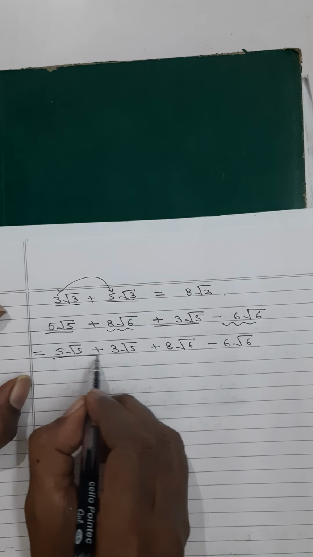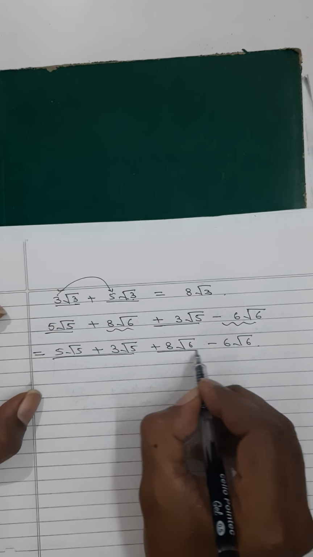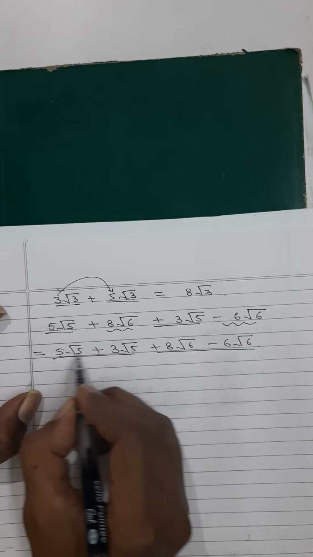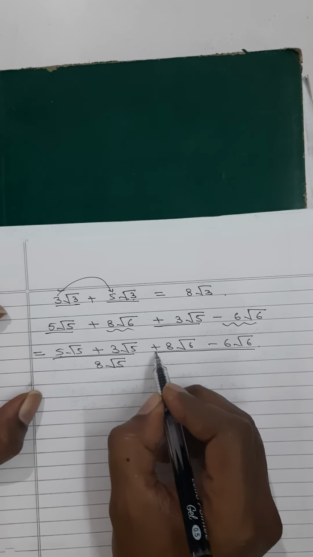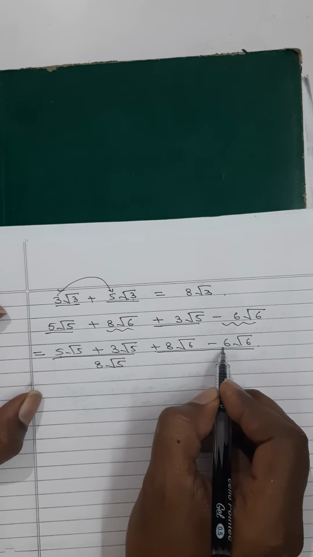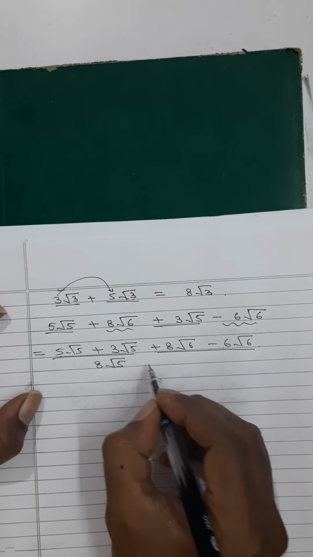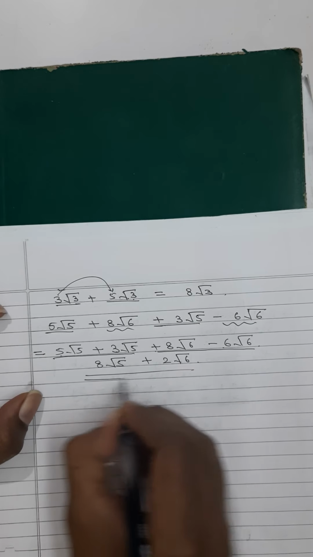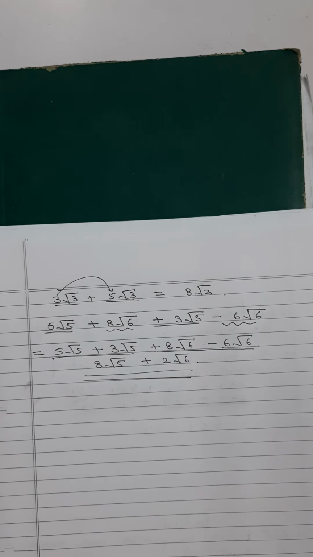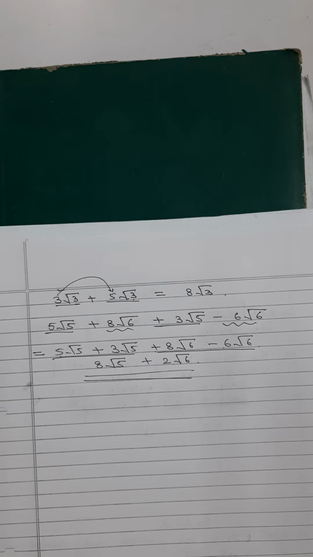So now the coefficients of this will operate and the coefficients of this will operate. So 5 plus 3, I will get 8, root 5 will be copied as it is. Here plus 8 minus 6, 2, sign of the greater number plus, 2 root 6. This is going to be our answer. Hopefully you have got the same. If not, then you can check your own answer.